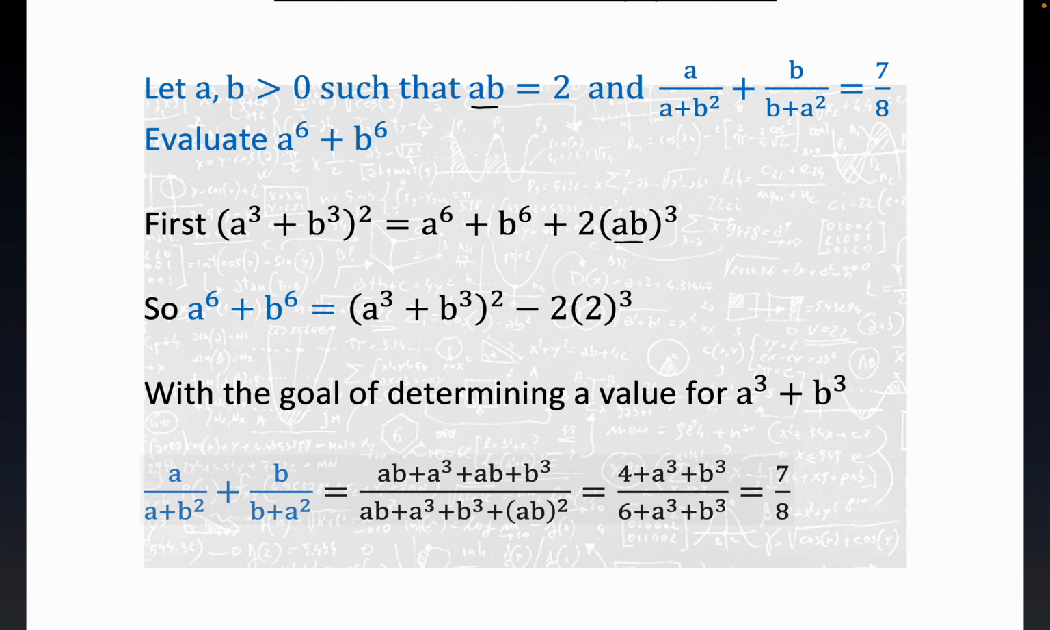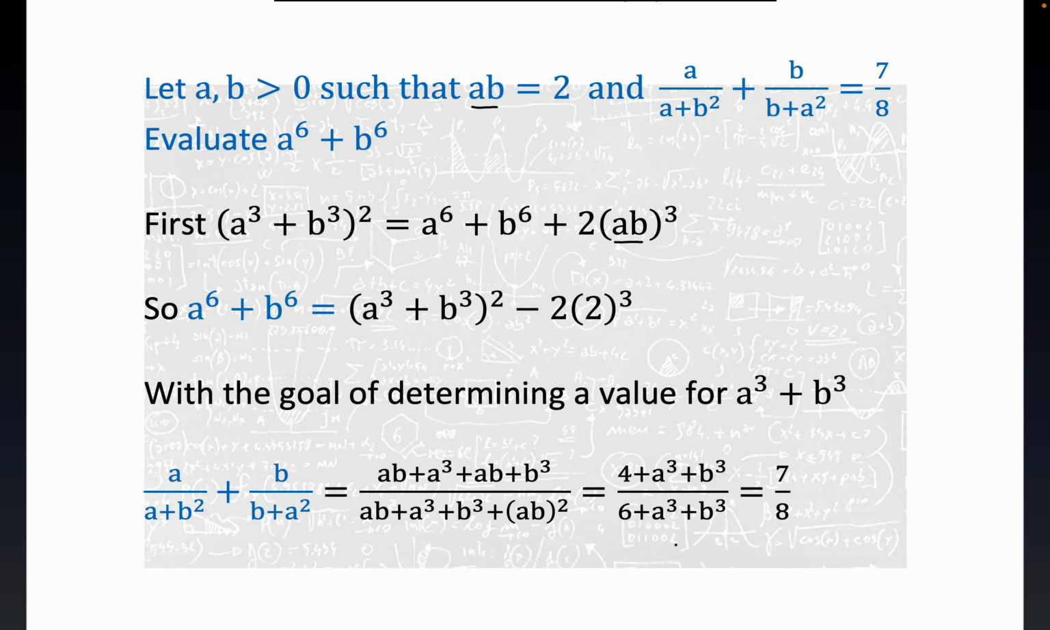This part right here is just a common denominator. And then when you expand this out, you get these four terms here. But notice that ab is present all over the place. And so when you substitute ab equals 2 into the appropriate spots, this is the expression you get. And lo and behold, we have a cubed plus b cubed isolated in both the numerator and the denominator of the fraction on the left-hand side.